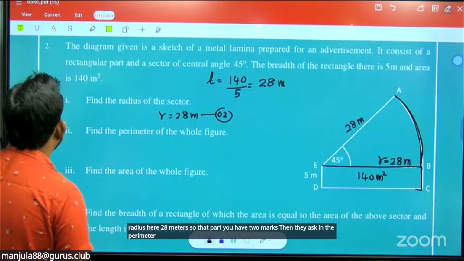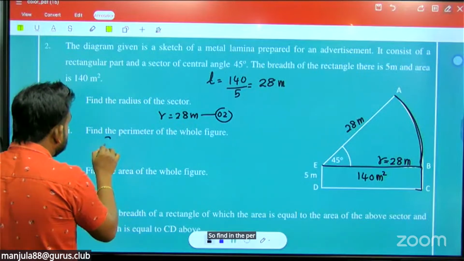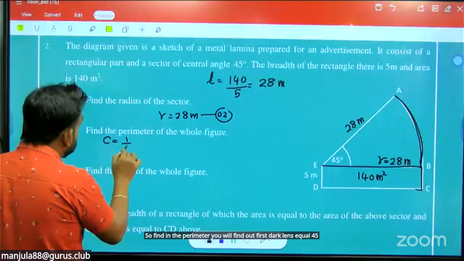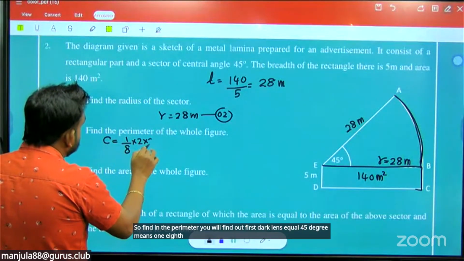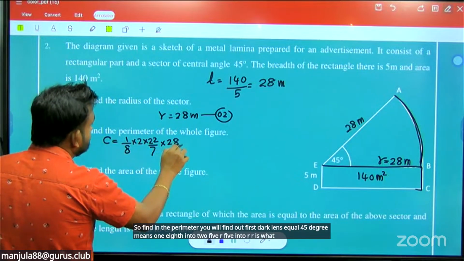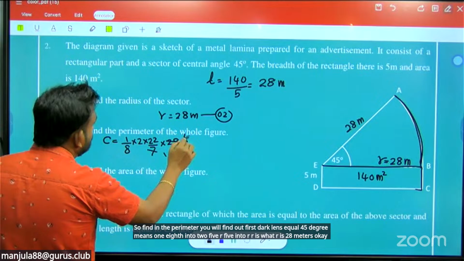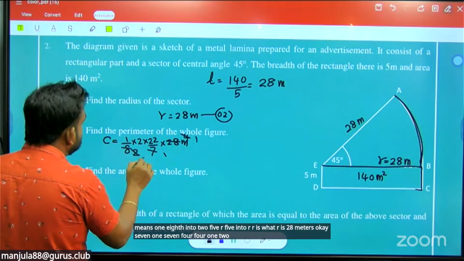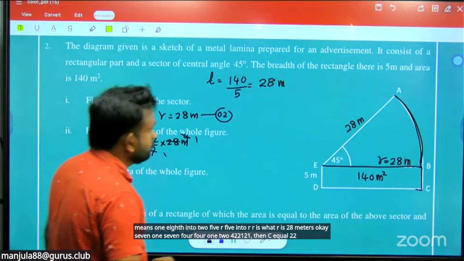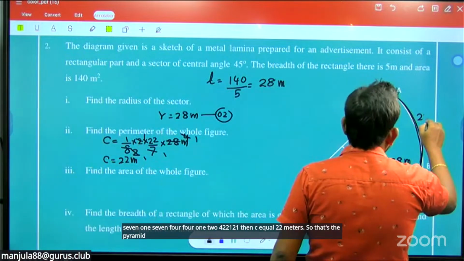perimeter. So to find the perimeter, you will first find the arc length. 45 degrees means 1/8 into 2πr, so 45/360 into 2 into 22/7 into r. R is what? R is 28 meters. Okay, 7 fours are 28, 4 into 2 is 8, 2 into 2 is 4, then the arc length equals 22 meters. So that is the arc length, 22 meters.